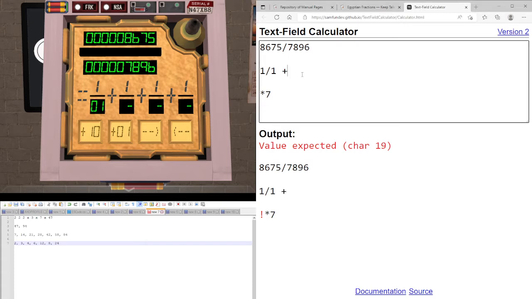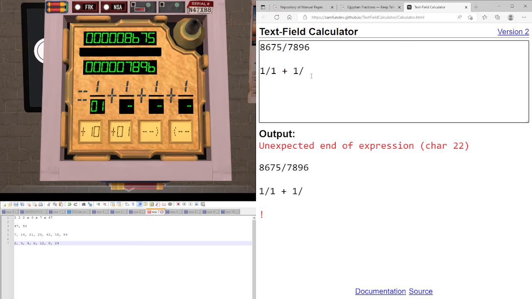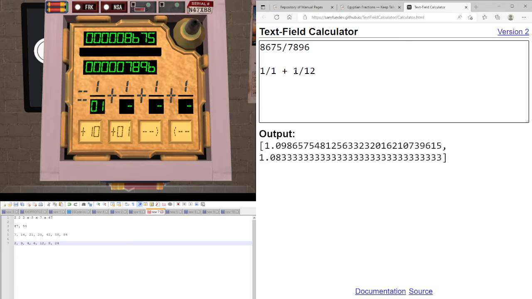So does a half take us too far? Yes. What about a third? Too much. A quarter's too much. A sixth, still too much. A twelfth is smaller. Is an eighth going to be smaller? No. So we know that we might need 1 over 12 or 1 over 24. Let's start with 1 over 12 for now.